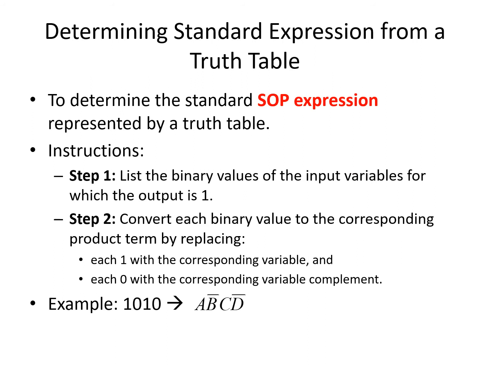Now, determining the standard expression from a truth table. It is a reverse process. To get the standard SOP expression from the truth table, as a first step, list the binary values of the input variables for which the output is 1. Next, convert each binary value to the corresponding product term by replacing each 1 with the corresponding variable and each 0 with the corresponding variable complement. So as an example, 1 0 1 0, you can write that as A B bar C D bar.